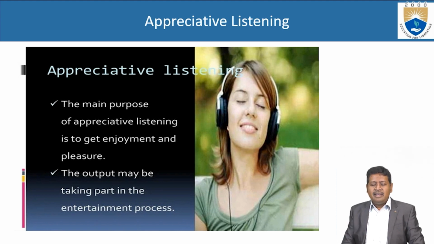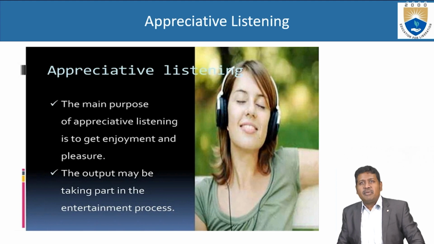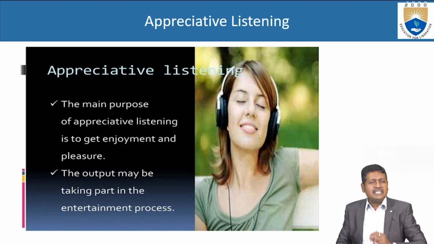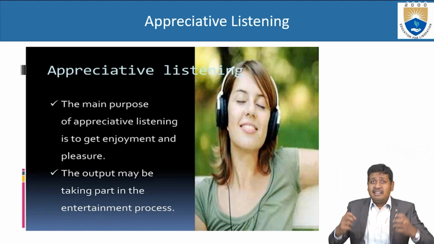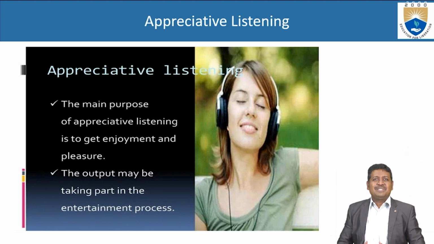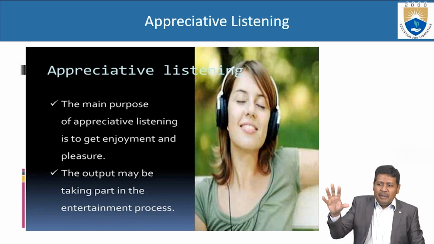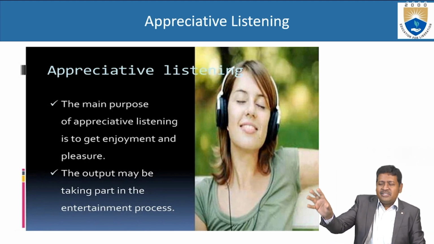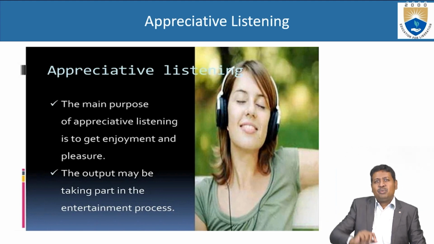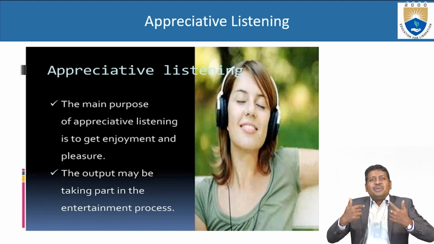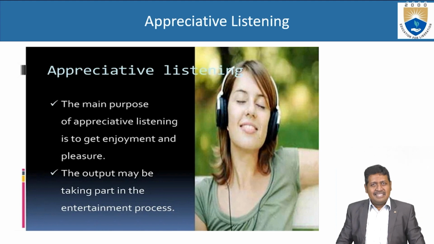The output may be taking part in the entertainment process. So what is the output of such kind of listening? Maybe you will understand the lyrics. You will enjoy the lyrics of the song. You will try to remember the lyrics of the song, and you will also try to reproduce them. Contextually, based on the beat, the rhythm, the music, the tune that you love and like, you will try to retain it and reproduce it.